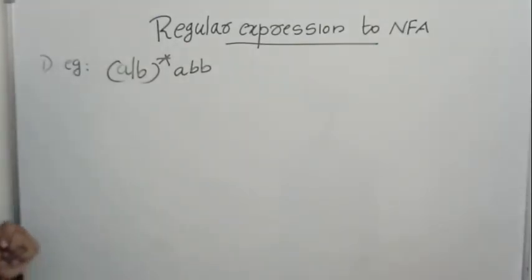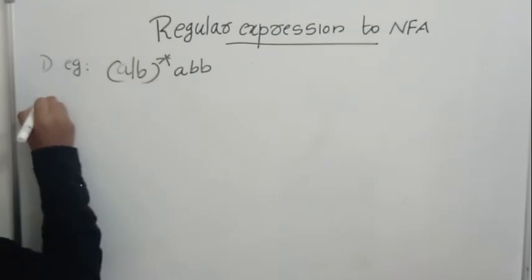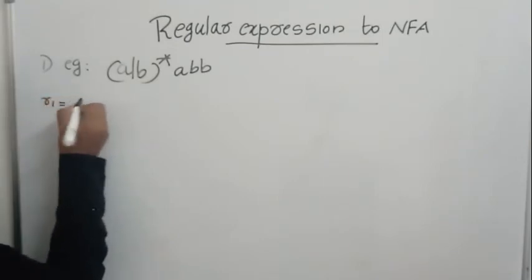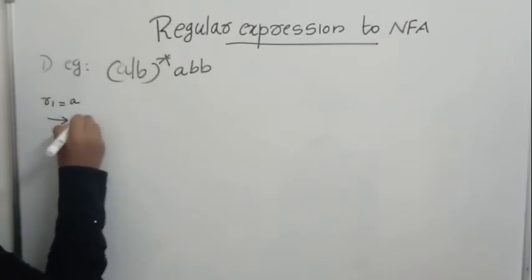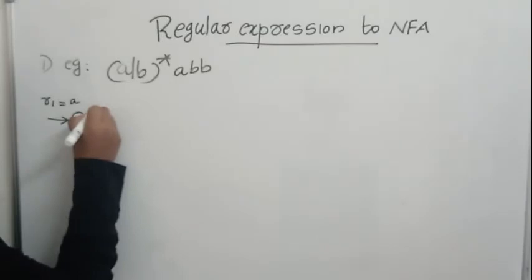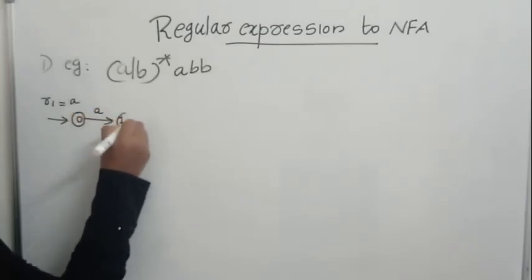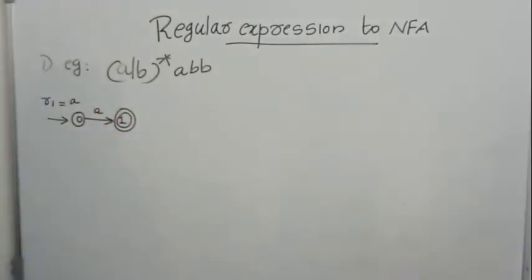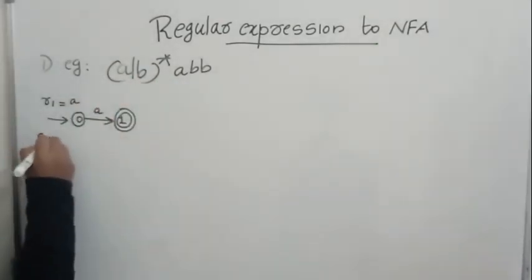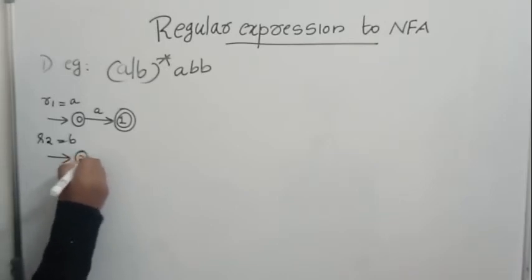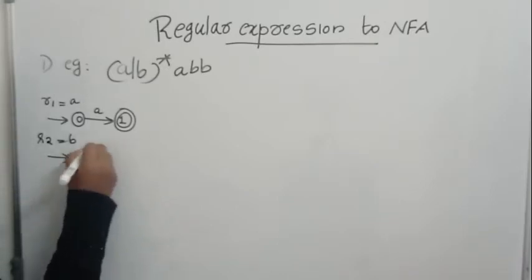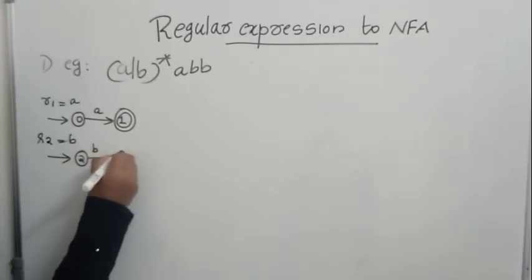So we will draw NFA for A first. We will give it the name R1, NFA for A. That can be drawn as some start state 0. Now upon A, you can go to some final state 1. Now the other building block is B. We will draw the NFA for B. So some start state 2, you should be giving the next number. Then on B, you can reach the final state 3.